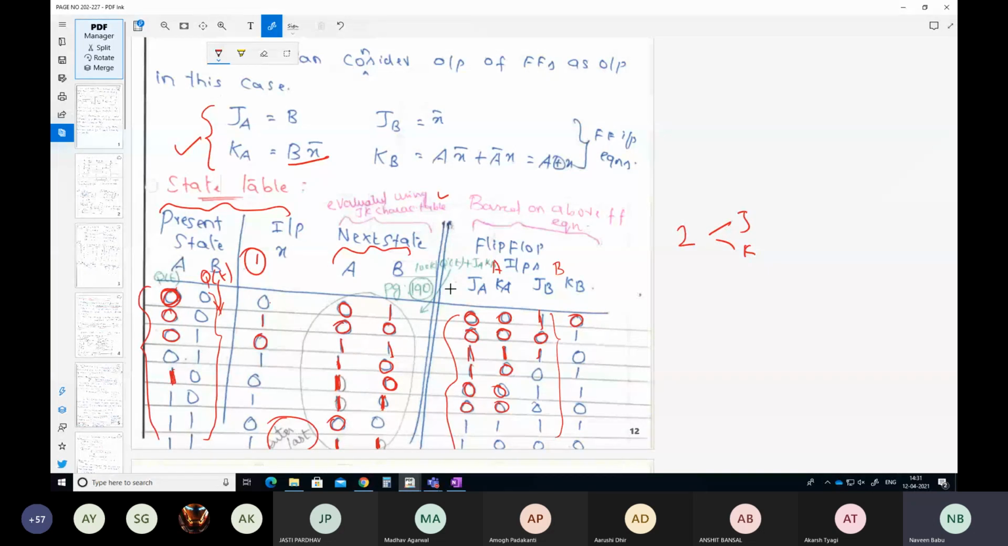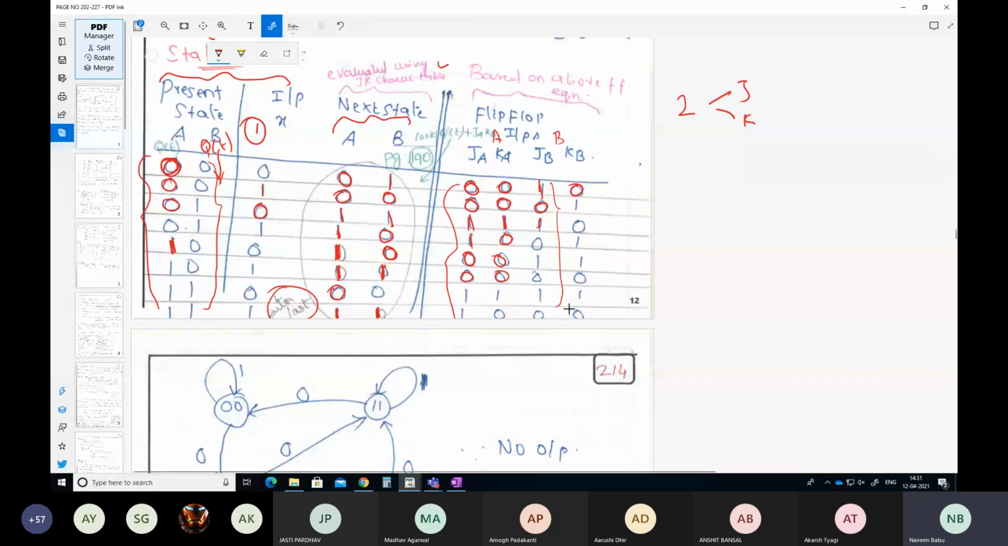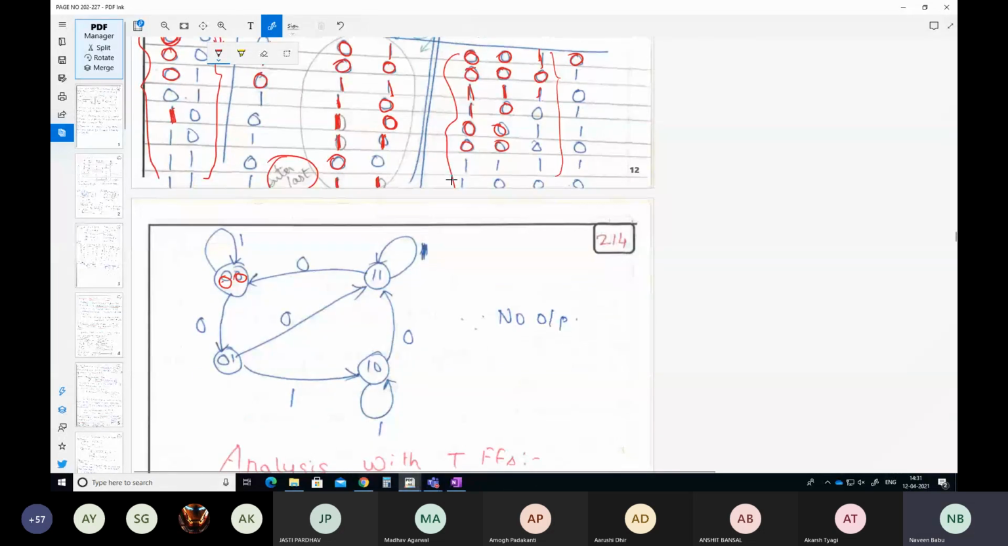It is nothing but your state diagram. So state diagram you can draw here. Your present state is 0, 0. And when your input is 0, you are moving to 0, 1.